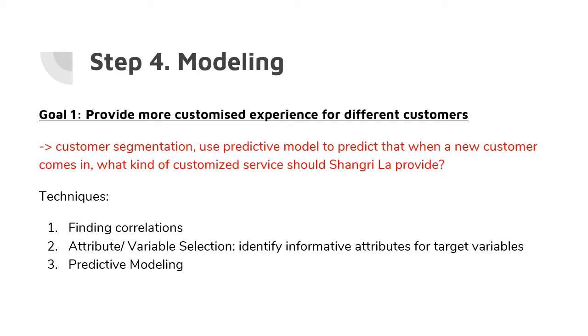Hi, this is Yishan Liu presenting. For step 4, modeling. So as to increase the number of sales, our first goal is to provide more customized experiences for different customers. So we can start with customer segmentation and then use a predictive model to predict that when a new customer comes in, what kind of customized service should Shangri-La provide. Some of the techniques used here are finding correlations, attribute or variable selection, and predictive modeling.